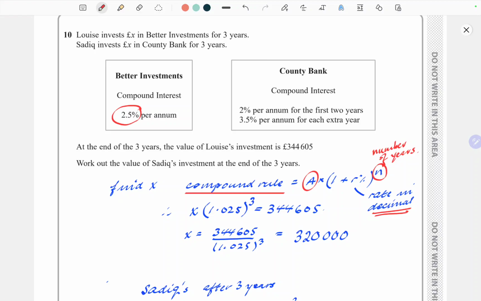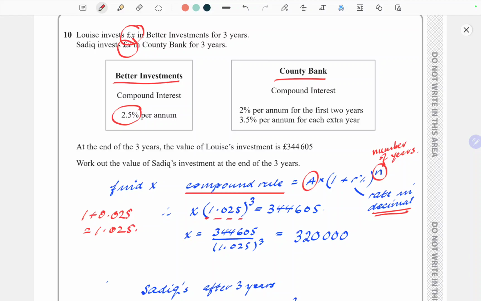Okay, now let me explain the actual difficult part of the question. The question doesn't tell you how much is invested, it's X, all right? So they're both investing the same amount, X pounds, and one of them puts it in Better Investments, one of them puts it in the County Bank, both of them for 3 years. Now, in the first case, Better Investments, you're getting 2.5 per annum, so per year for 3 years. So the rate is 1 plus 0.025, 1.025, all right? That's your multiplier.